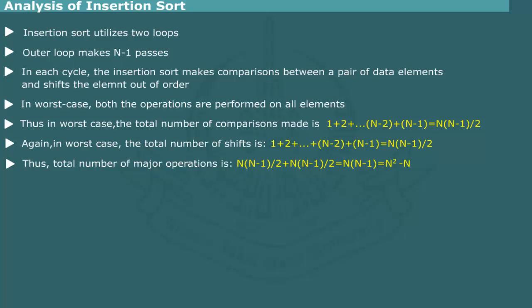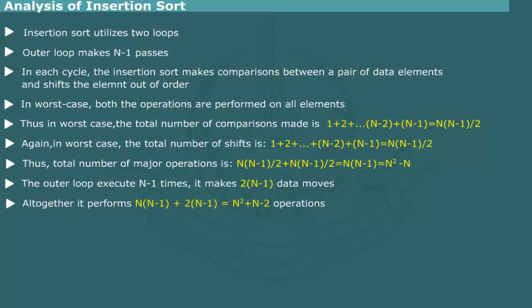The outer loop assigns an element to a temporary variable and then assigns the temporary variable to an array element. Since the outer loop executes n-1 times, it causes 2(n-1) data moves. Thus, altogether, the insertion sort performs n-1 plus 2(n-1) plus n(n-1)/2, which is equal to (n² + n - 2) operations involving comparisons, shiftings and assignings. Thus, the running time of insertion sort is O(n² + n - 2), or O(n²).